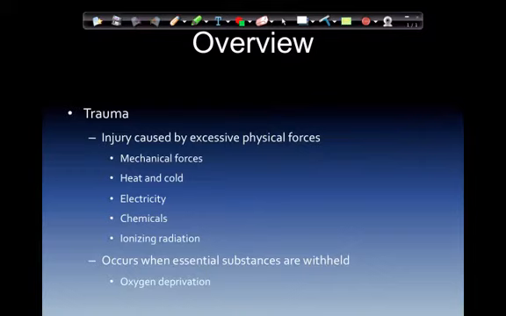Overview. Trauma is injury caused by excessive physical forces, and there are a lot of different kinds of forces here. There are mechanical forces, heat and cold, electricity, chemicals, ionizing radiation, or it occurs when essential substances are withheld, and an example of this would be oxygen deprivation, like in drowning. Injuries can be caused intentionally or unintentionally, and wounds may be penetrating or blunt.